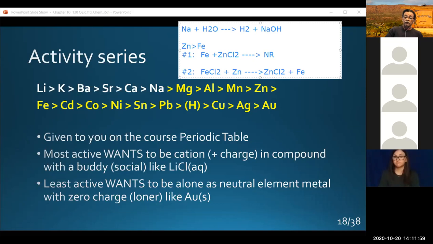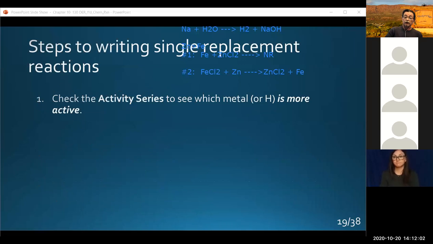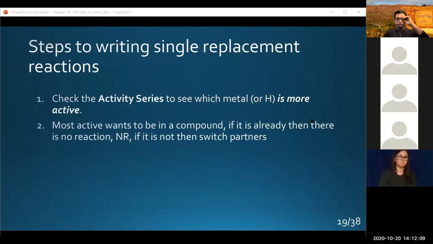All right. So let me clear that up a little bit. Here are the steps that I just laid out with the activity series: which is more reactive? And then, is the most reactive in ionic form? If it's already in ionic form, it's in stable form already, as stable as you can get it. So no reaction proceeds. Hence we write the letters NR, no reaction.